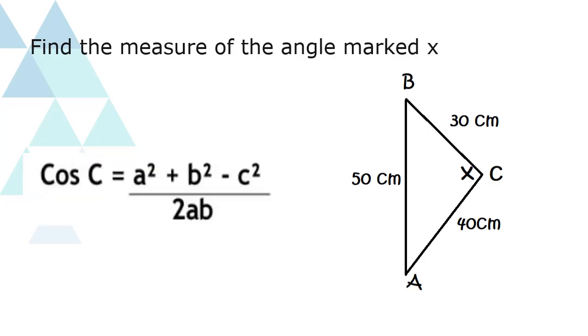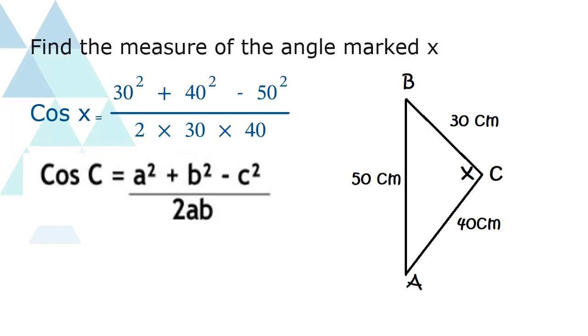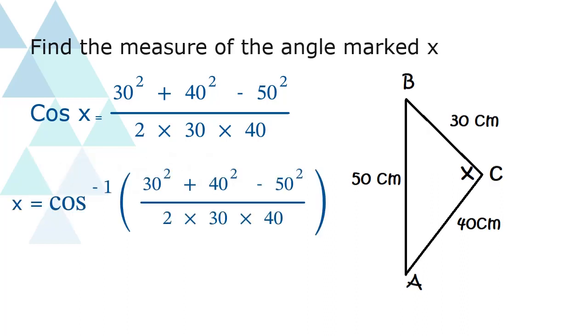The cosine rule says that cosine of the angle X, or C, is equal to the two sides that make the angle, which are 30 and 40. So 30 squared plus 40 squared minus the side that is opposite to the angle, which is 50 squared, over 2 times 30 times 40. X is equal to cosine inverse of this quantity. With a calculator, we find that X is equal to 90.